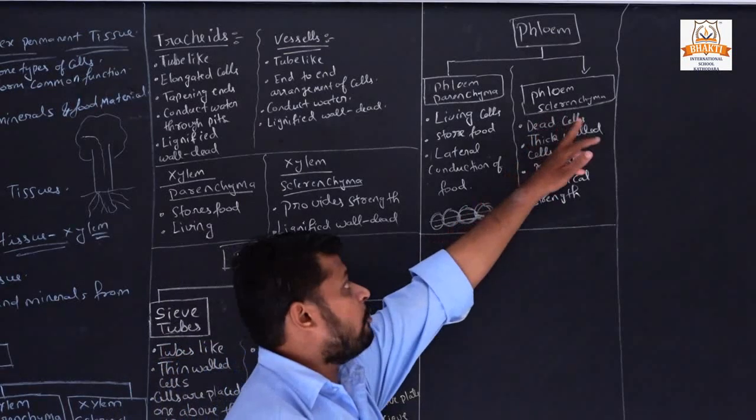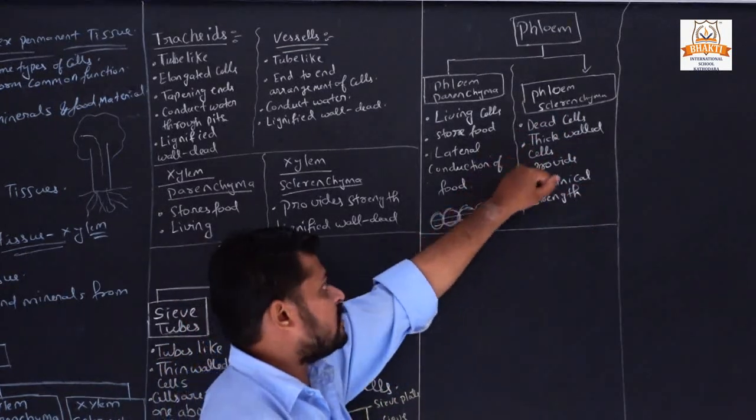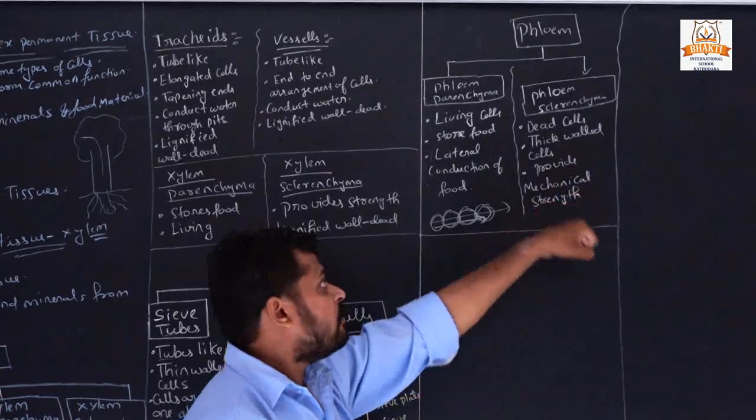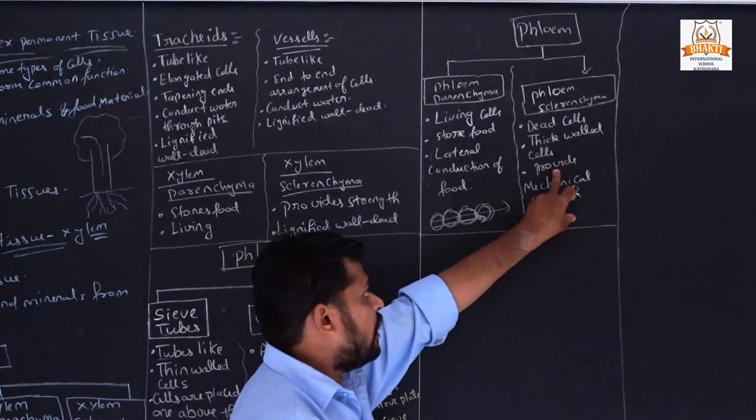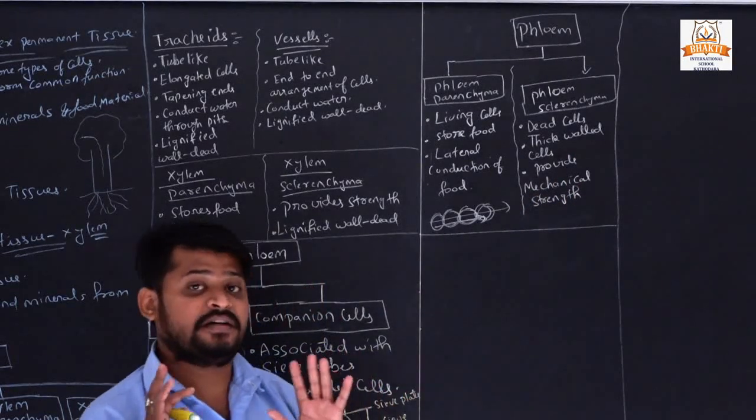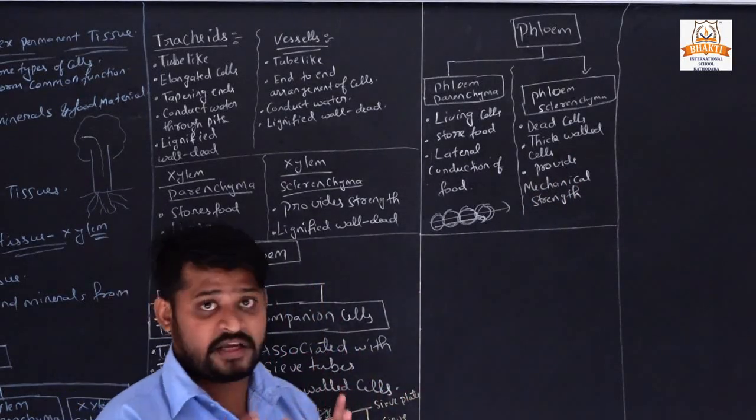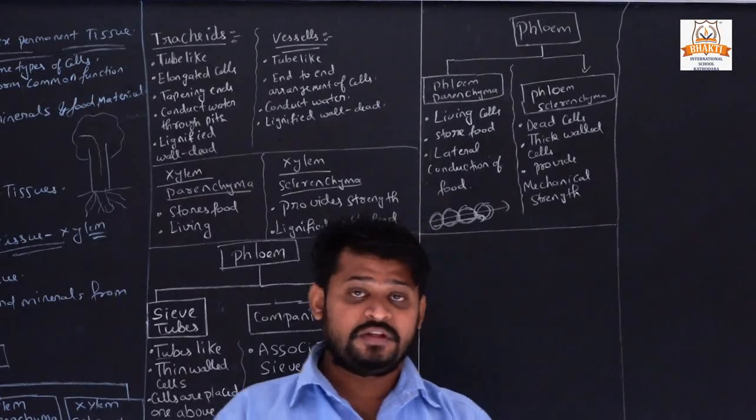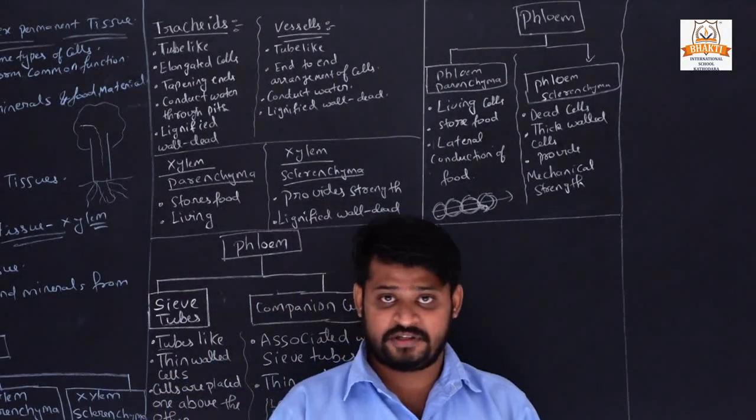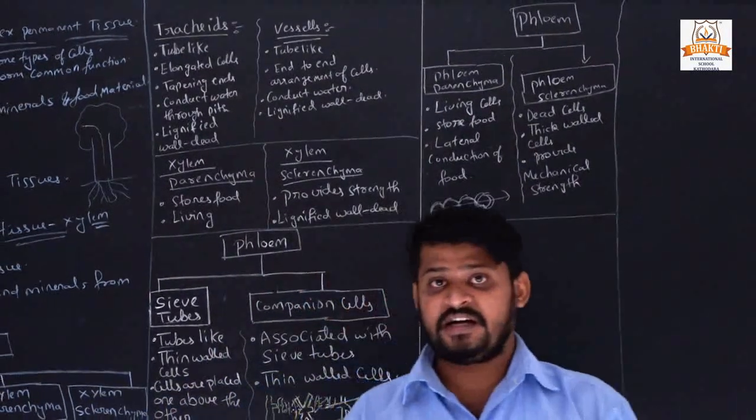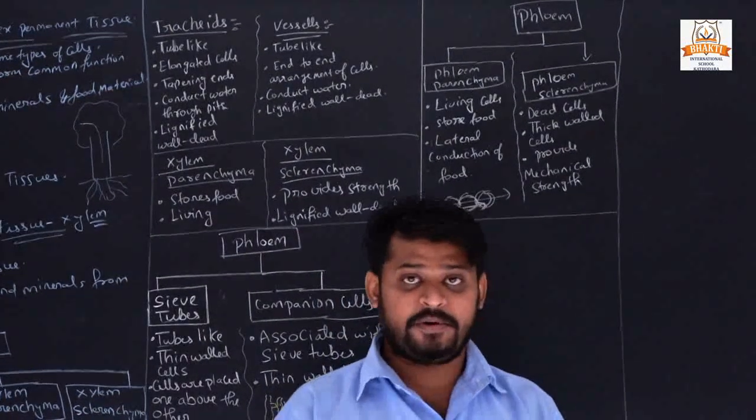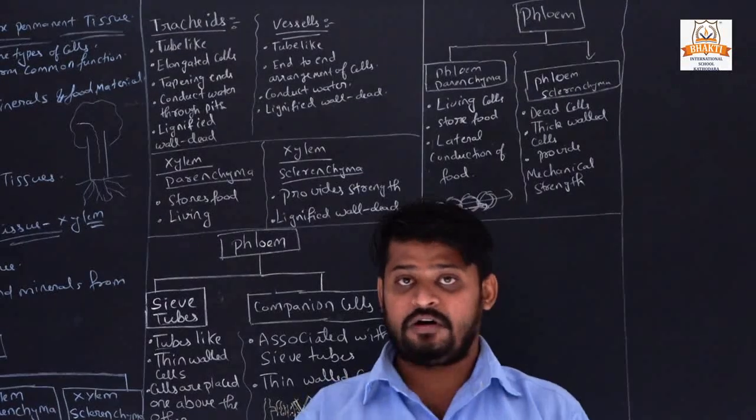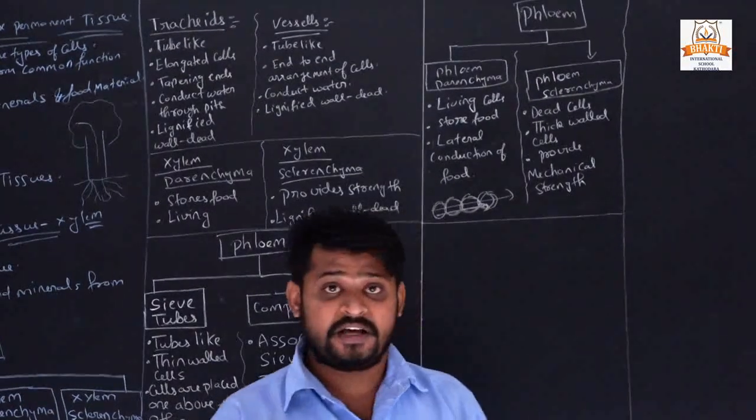And last is phloem sclerenchyma. They are dead cells. The walls of phloem sclerenchyma are thick, and their only work is to provide mechanical strength to the phloem, so that transportation is conducted easily. So these are the functions, properties and diagrams of all types of complex tissue.